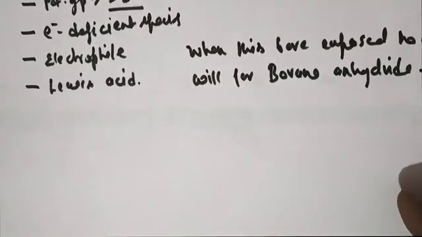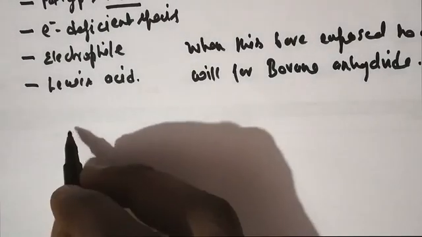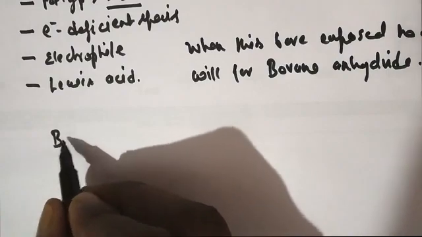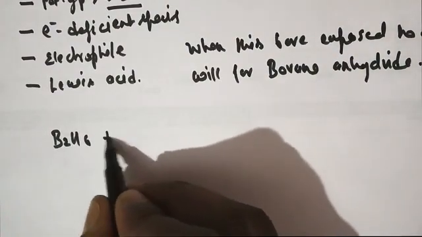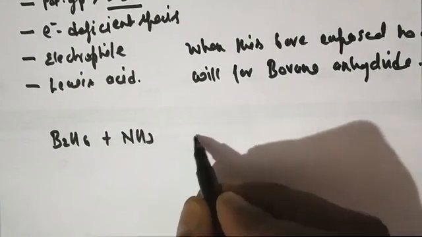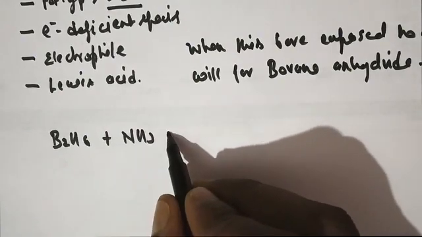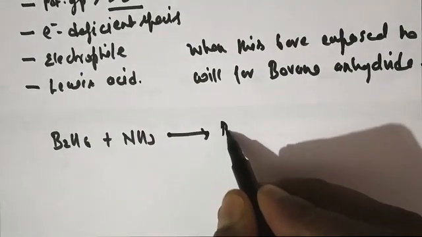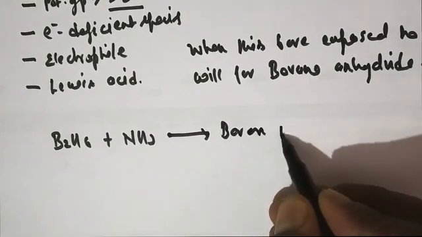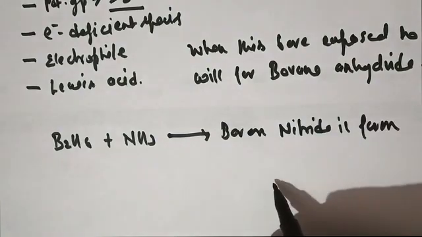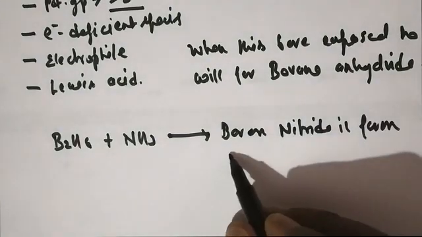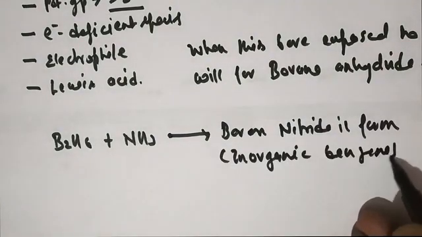So in a simple reaction, suppose we have a molecule whose general formula is B2H6, which is generally known as diborane. When it reacts with the NH3 molecule, which also acts as a Lewis base because it is an electron rich molecule, then boron nitride is formed, and it is also known as inorganic benzene.